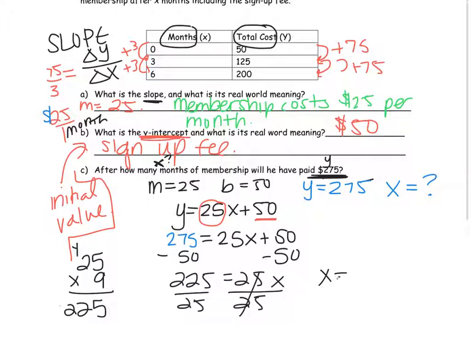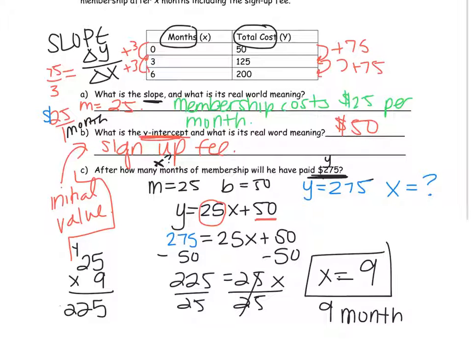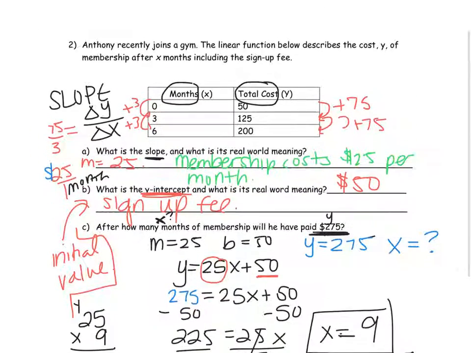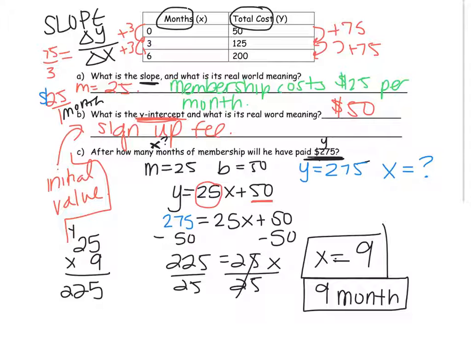And the answer is 9. So after 9 months, he will have paid $275 for this gym membership. Wow. The price you must pay.